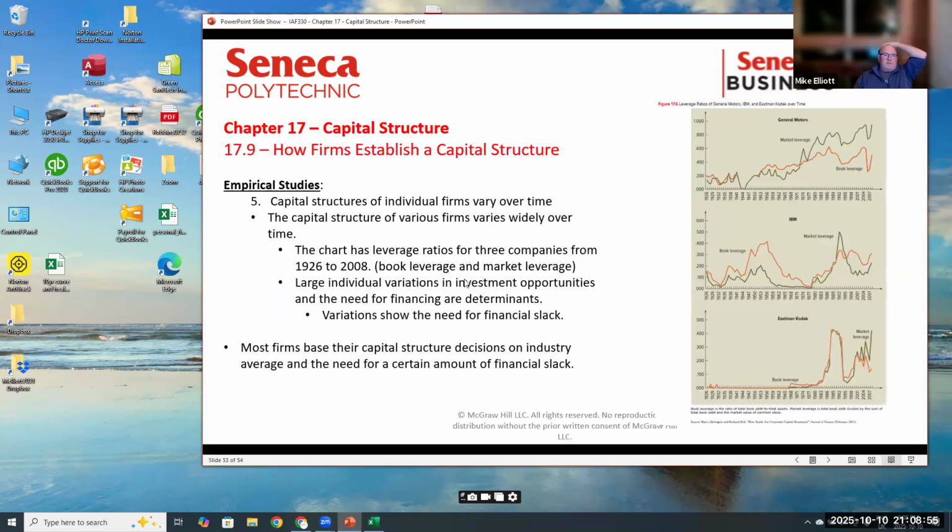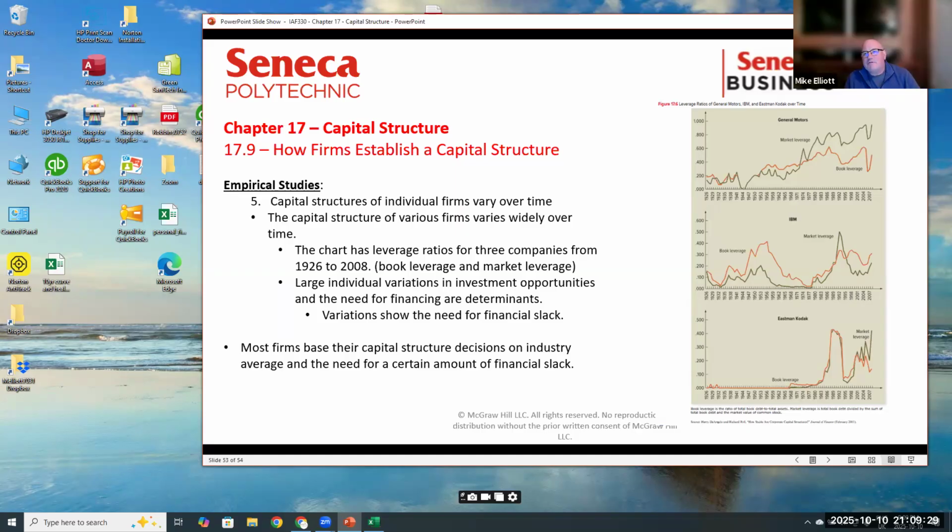So what do we have in terms of empirical studies? Capital structures of companies vary over time. We know that. I have three companies on the right here going from 1926 to 2008. We're looking at book leverage and market leverage. We look at General Motors. Their market leverage has gone consistently higher since about 1974. Book leverage has traded under market leverage aggressively since then.